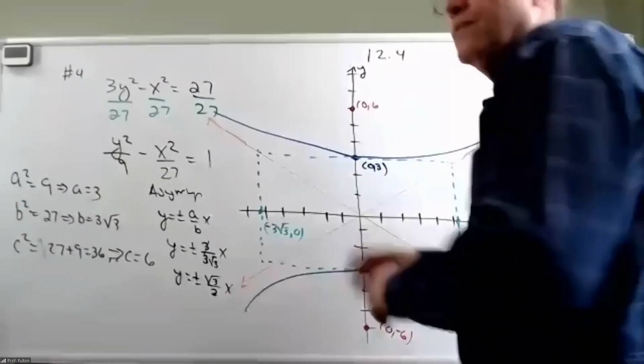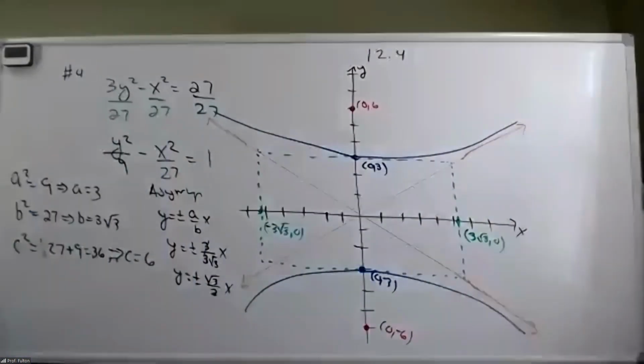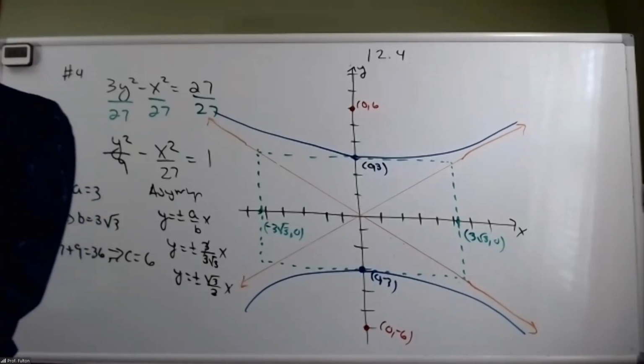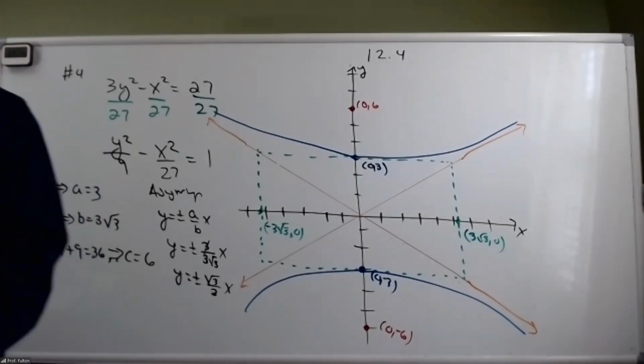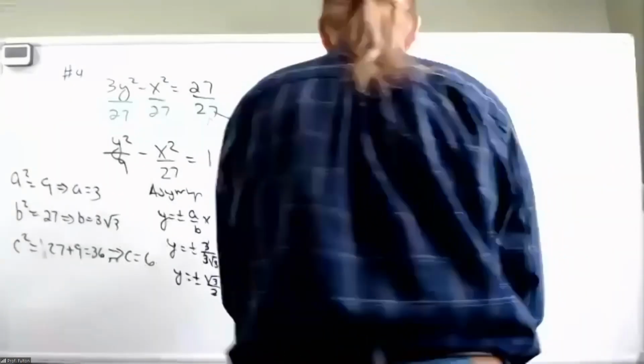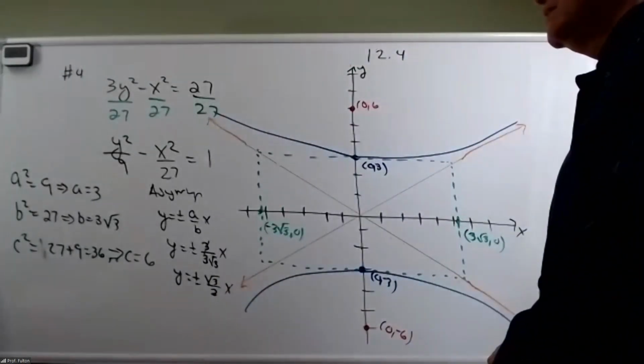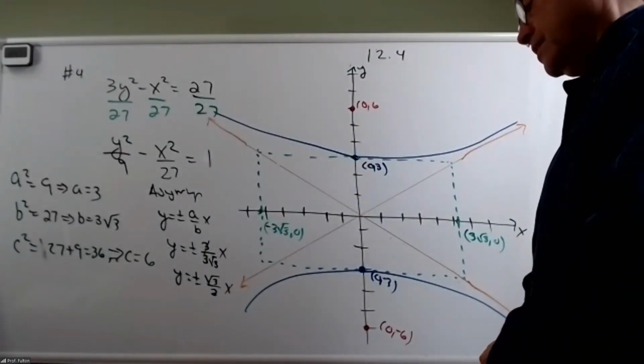Excuse me, Professor. Yes. I just have one quick question. Mhm. So, is it true that whenever a is larger than b, that the parabolas will be going through the y-axis, and then whenever b is larger than a, they'll be going through the x, or is that not always so?